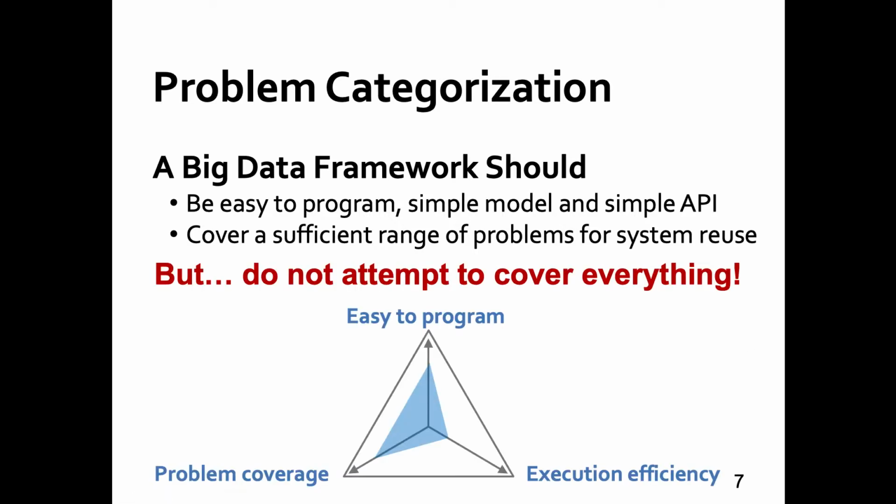However, this does not mean that the big data framework you design should be able to do everything. Since the more general your computing model is, the less opportunities there are for problem domain-specific performance optimizations. In general, there is a trade-off between the three metrics shown on this slide. That is, how easy to program, how many problems are covered, and how efficient your computing model can run.